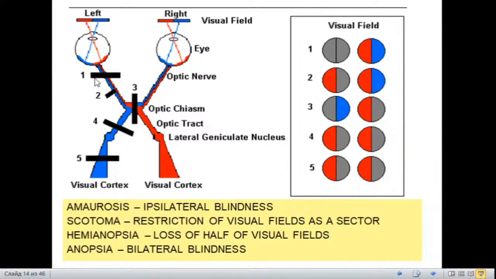So in case of damage to the left optic nerve, the right eye is not disturbed at all, but the left eye can't see at all. As you can see on this chart, left one blindness, right one, everything is okay. And unilateral blindness is known as amaurosis. Then partial loss of the visual field is known as scotoma, when some fibers of the optic nerve, for example, are damaged.